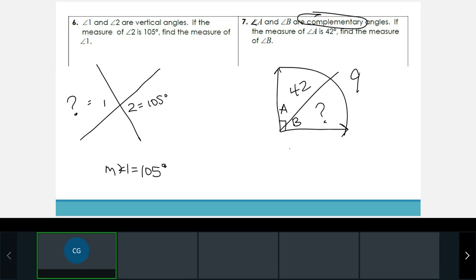Well, we know together they have to make 90. So 42 plus whatever B is has to be 90. Subtract 42 from both sides, and Deacon, you are correct. It is 48 degrees. Yay, if you type 48 degrees in there, you're right. It's really an angle. So the measure of angle B is 48 degrees.